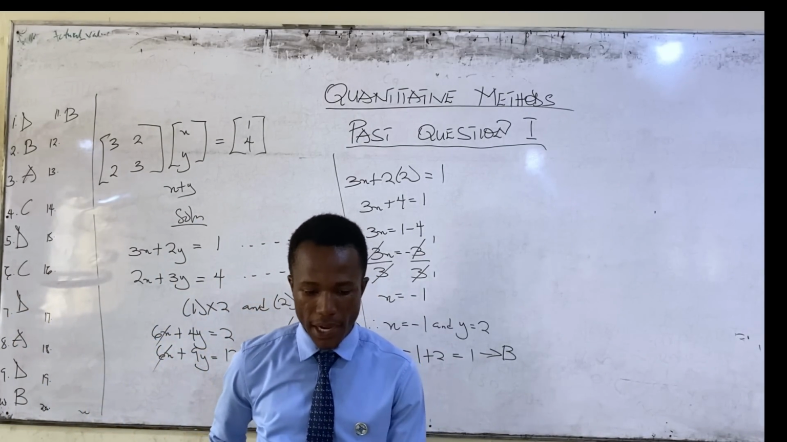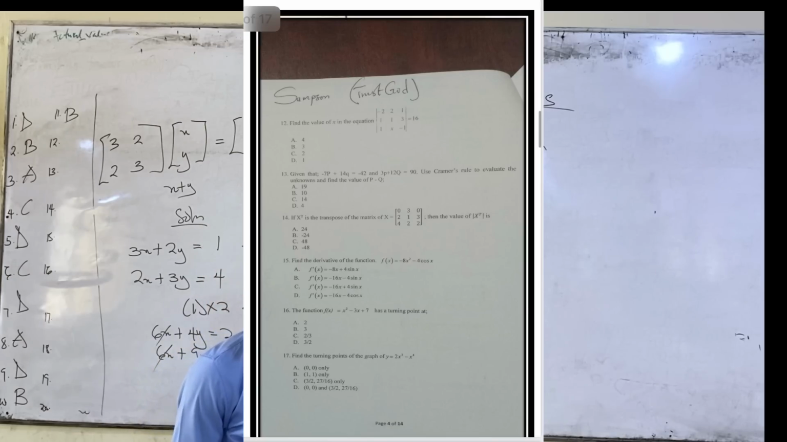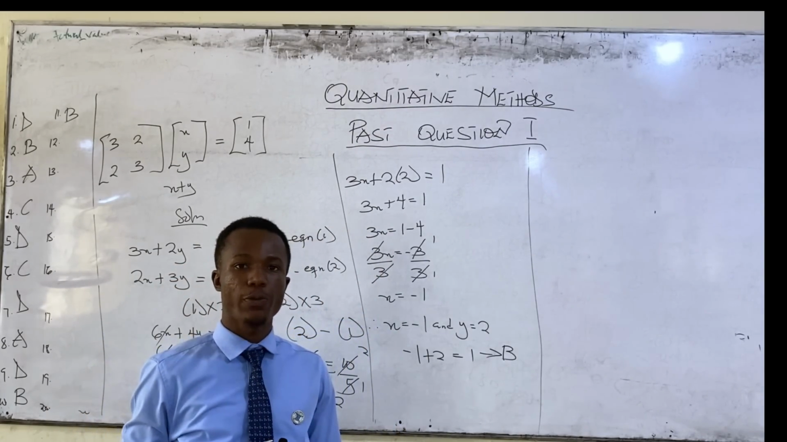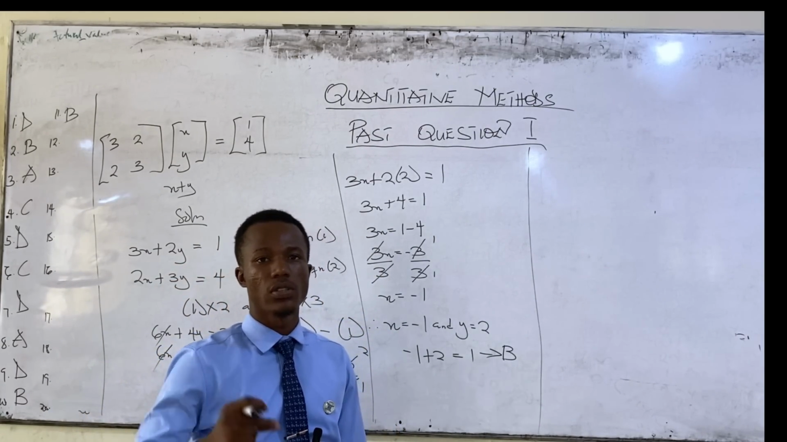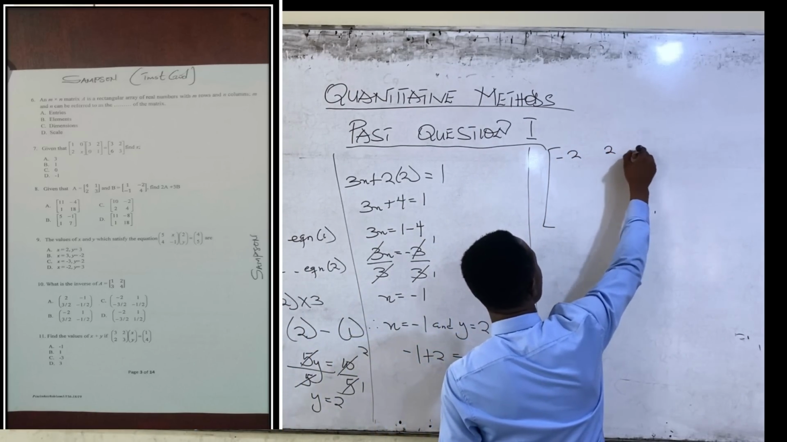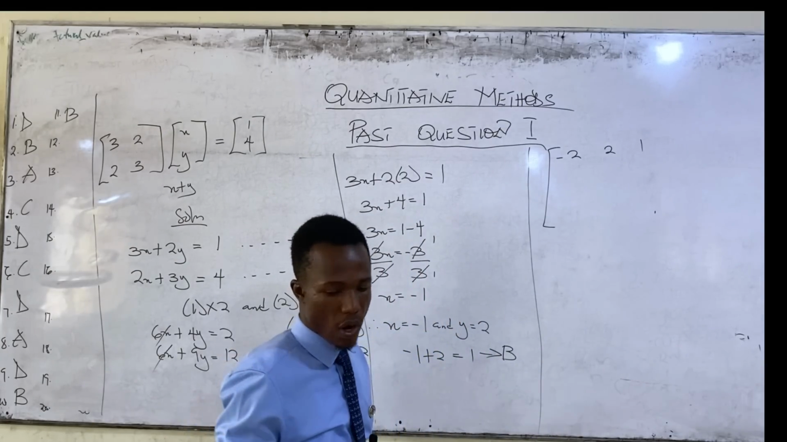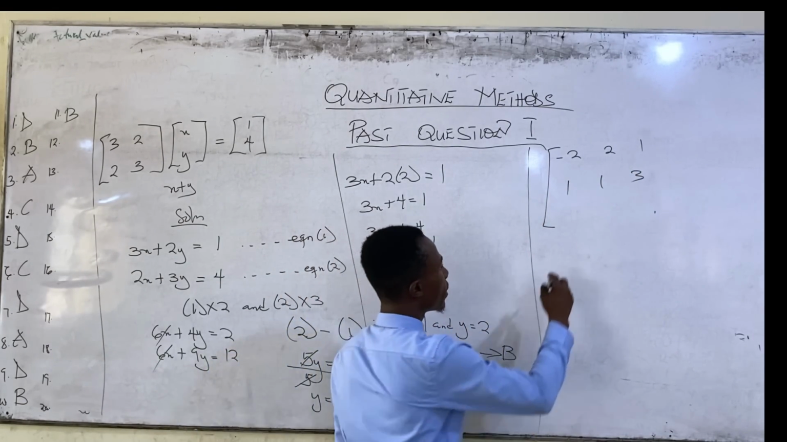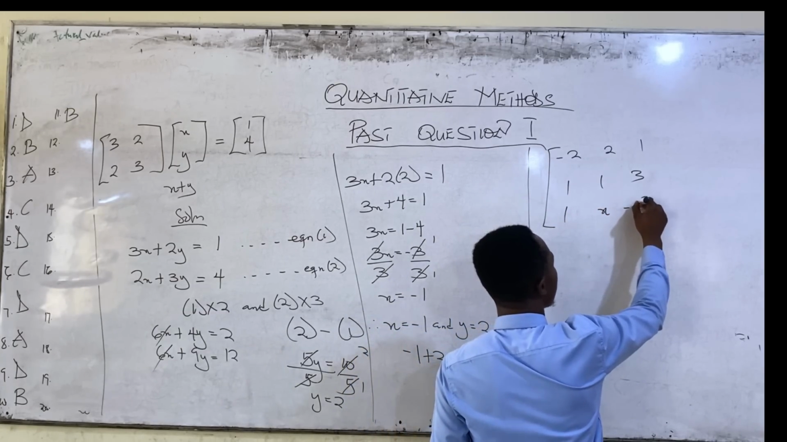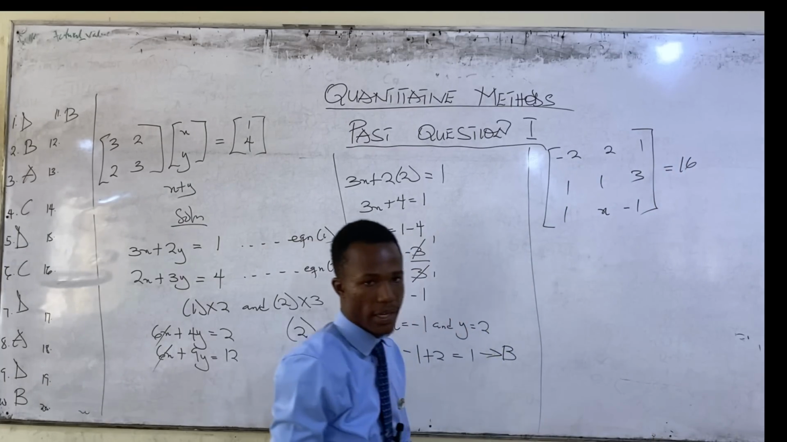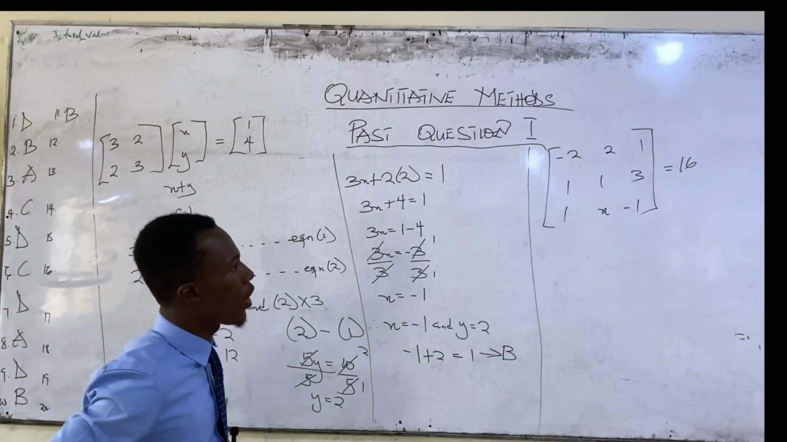Question 12. Find the value of x in the equation. Right, so we have a 3 by 3 matrix here. We are going to find the value of x. For the question we have negative 2, 2, 1; 1, 1, 3; and 1x, negative 1, negative 1. And this is equal to 16. So it's just a 3 by 3 matrix. And so how do you find x?